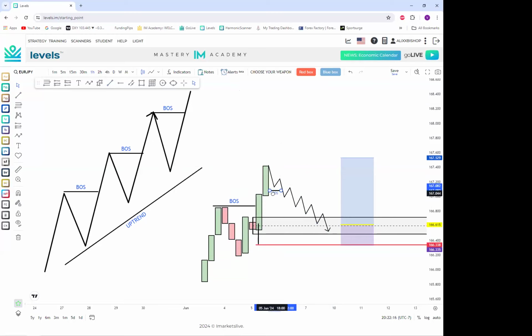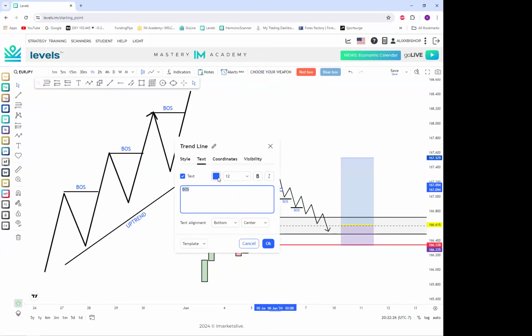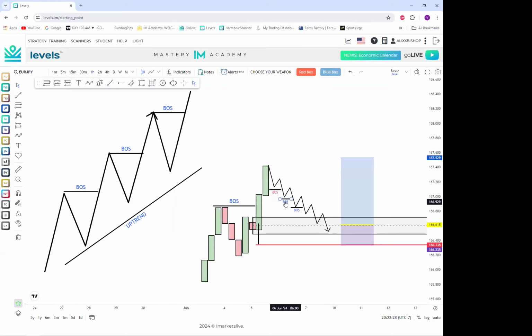We get a BOS. Market continues to drop. BOS to the downside. BOS to the downside. Let's actually change the color real quick because I'm real picky on that. I want you guys to have some good ideas, good drawings for your notes. Boom. BOS to the downside. We need to wait for that change of character.